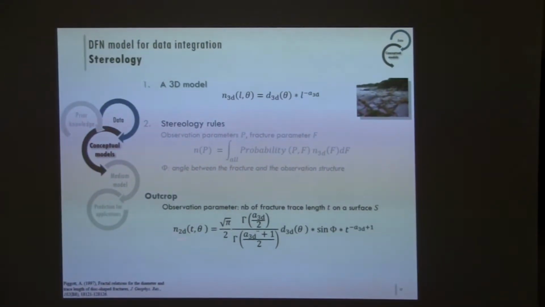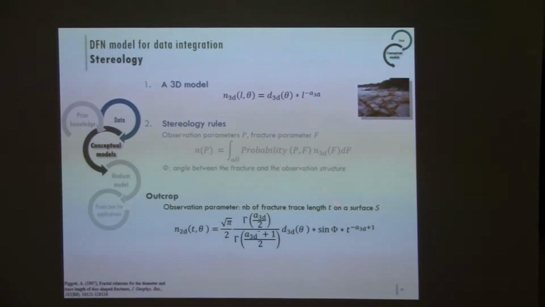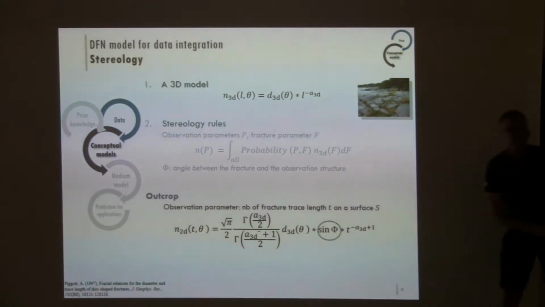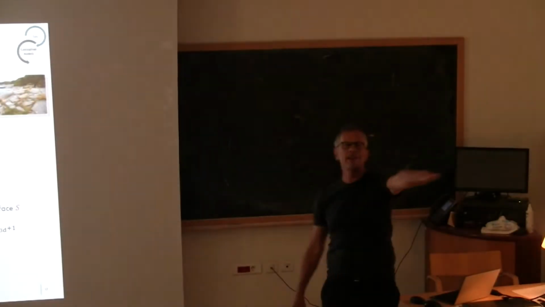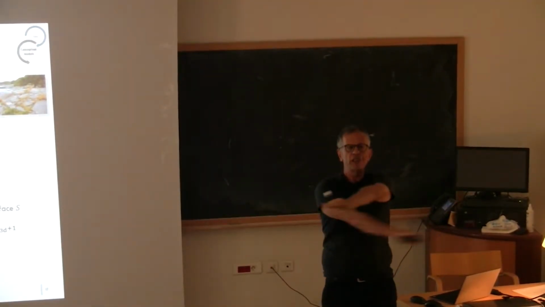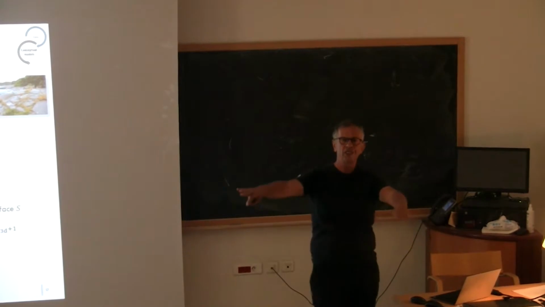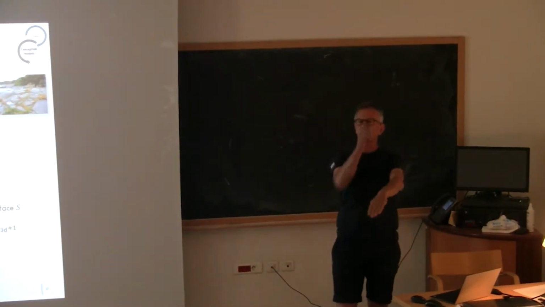Number of fractures with the given trace lengths, given orientation. And you have correlation between both. So if you have a model for the 3D pattern, you have a relationship between the 3D parameters and the 2D observation. So the relationship first is related to the angle. This is the classical Terzaghi correction. If you have a horizontal plane and you want to observe a horizontal fracture, it will be very, very hard, okay? It's much better if the fracture is perpendicular to your plane. This is what it says.